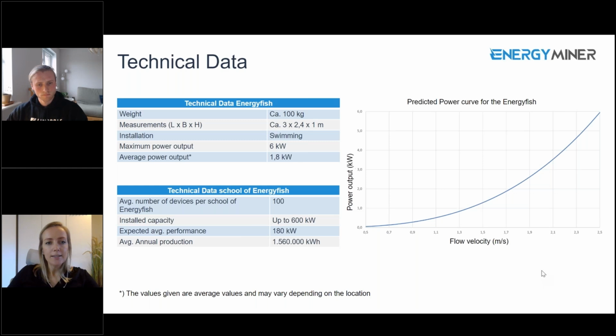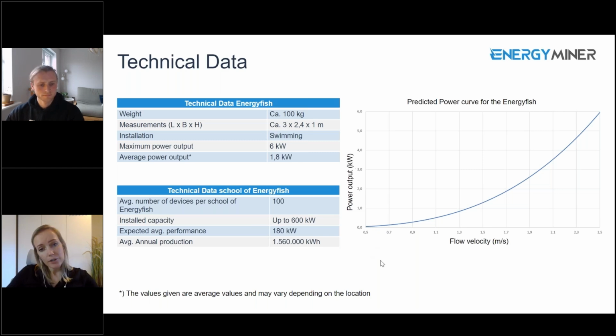So the last technical slide is just to give an overall picture of our Energyfish. The size of one Energyfish is about the size of a smart car. So it's about 3 meters long, 2.4 meters wide, and 1 meter high. This allows us to get into most of the river sections throughout Europe, and allows, again, this modular nature, not taking up too much of the river section. It weighs around 100 kilograms and swims or floats on the top section of the river.